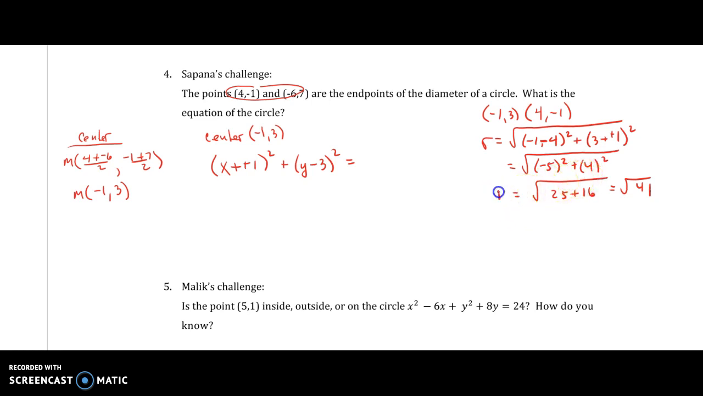Now, if the radius is equal to the square root of 41, remember the radius squared is what we need to plug in. So what is root 41 all squared? That is just 41. And this would be the equation of your circle. Alright?